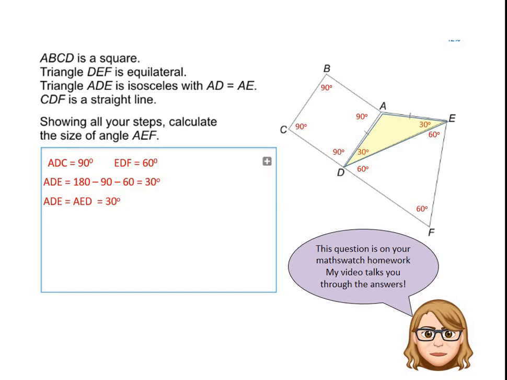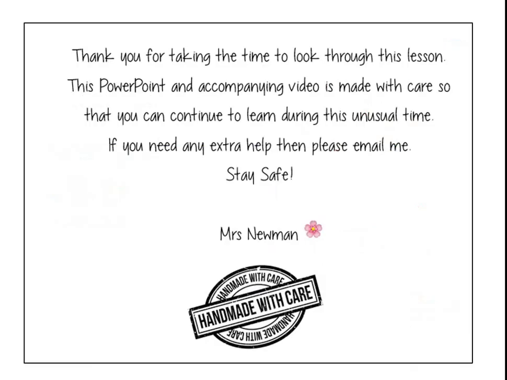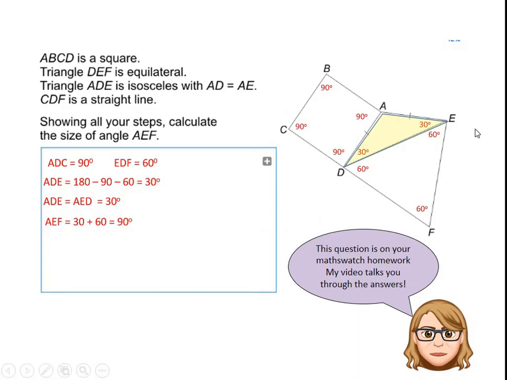The question is asking you to find angle AEF. So if I start at the letter A and go to E and then to F, I can see I've created this angle here, which is 30 plus 60, which is 90 degrees. The diagram is obviously not drawn accurately, so this angle is a 90-degree angle.